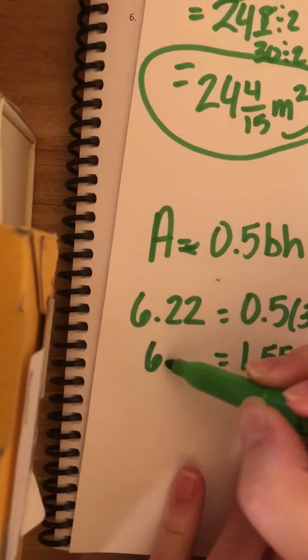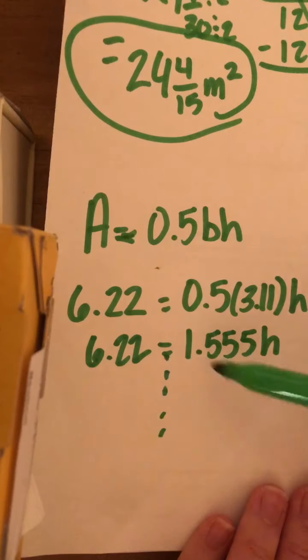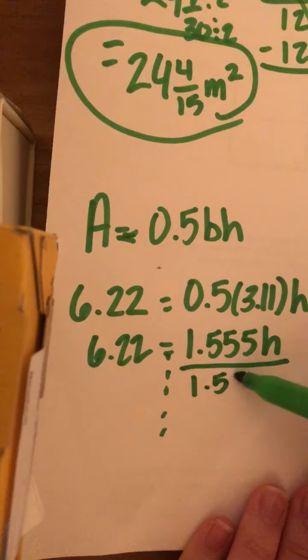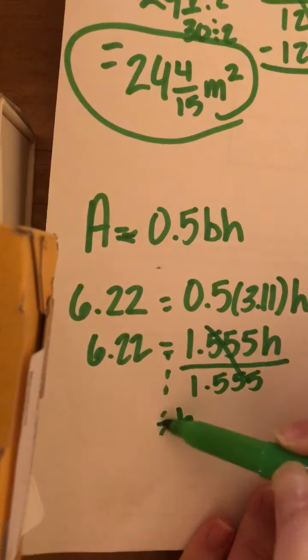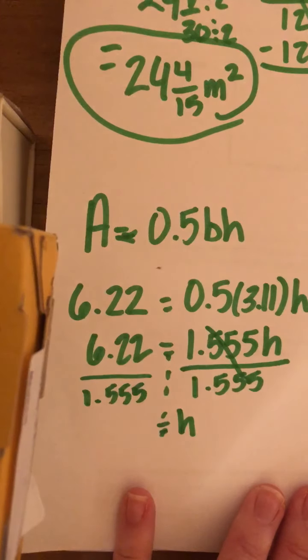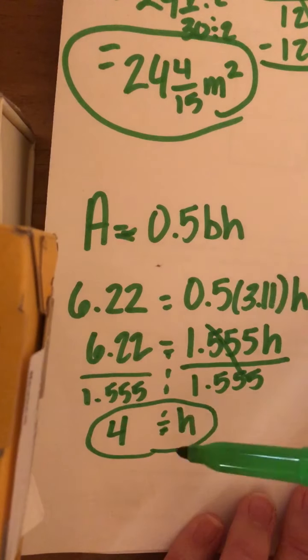So I have a regular old equation. Draw my invisible wall. This is attached by multiplication. Undo it with division. It's going to cancel out to be 1. So H equals 1.555. My calculator is going to help me out. Is 4. It's not labeled squared because it's not the area, it is the height.